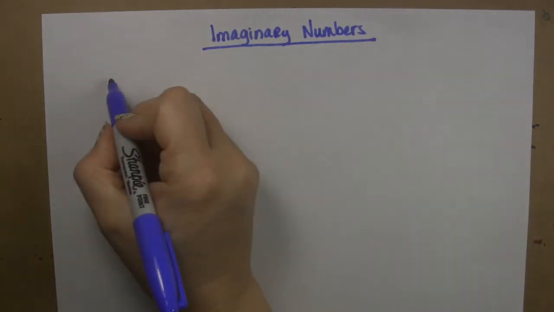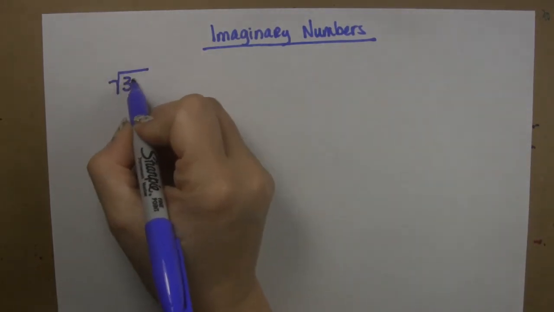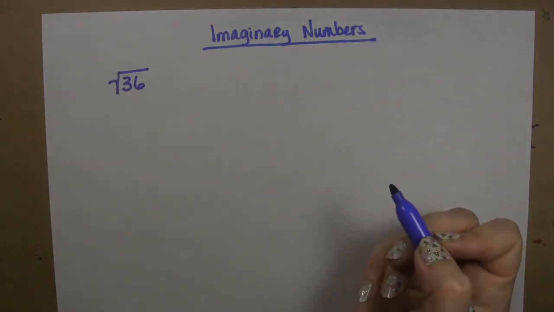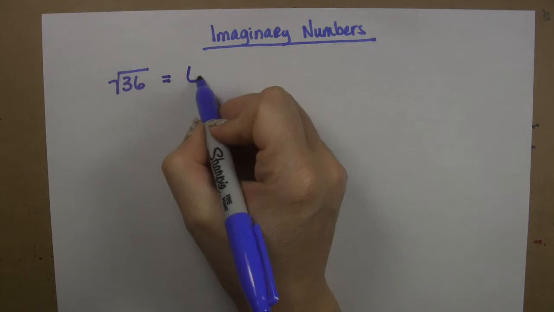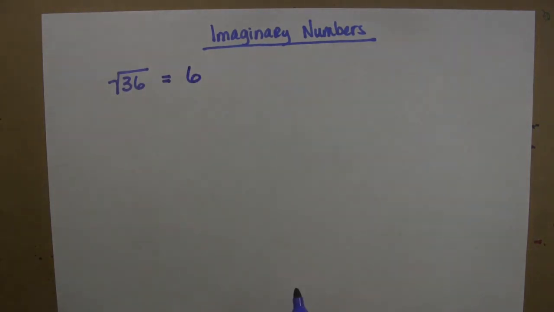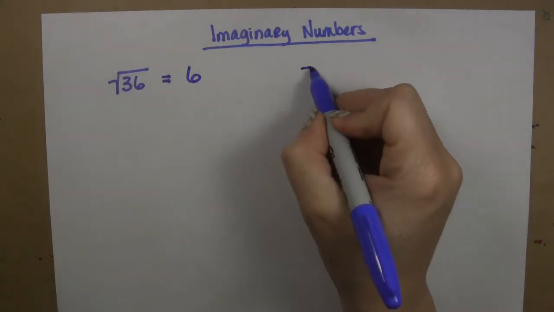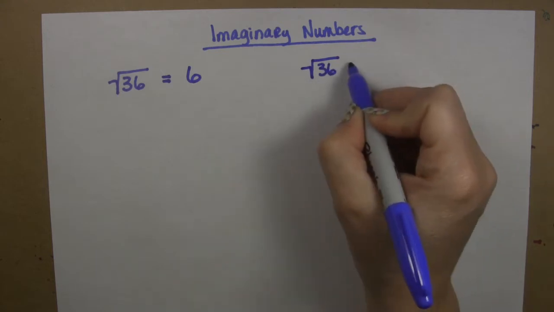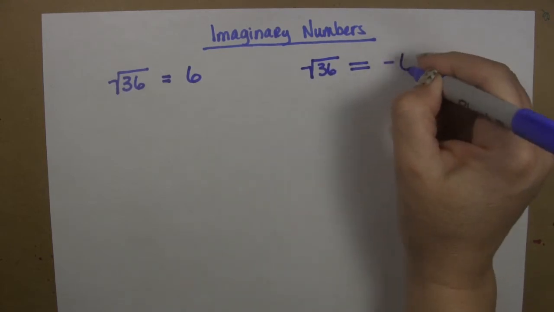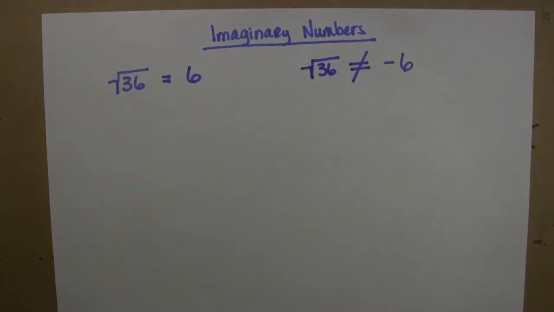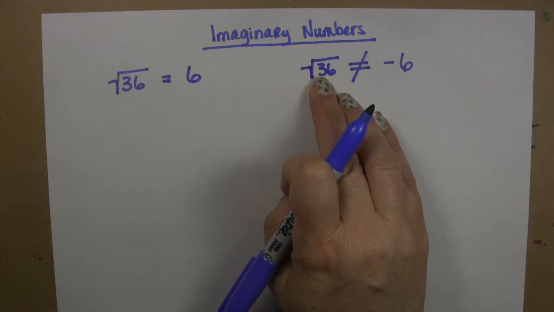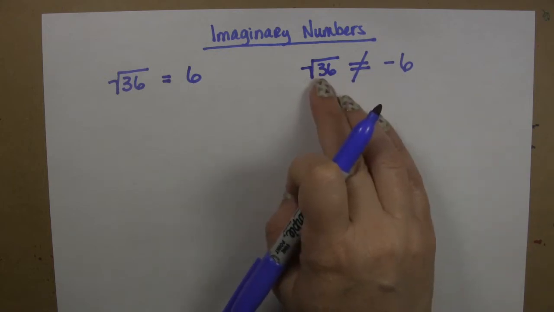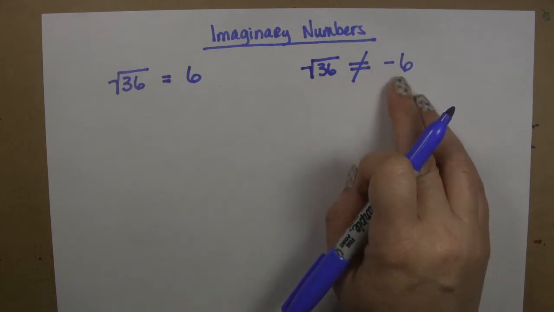So first, let's start with the easy stuff. Let's say I have this problem, the square root of 36. The answer is 6, okay? This is not true. The square root of 36 does not equal -6. You can never have a number where the square root equals a negative number.